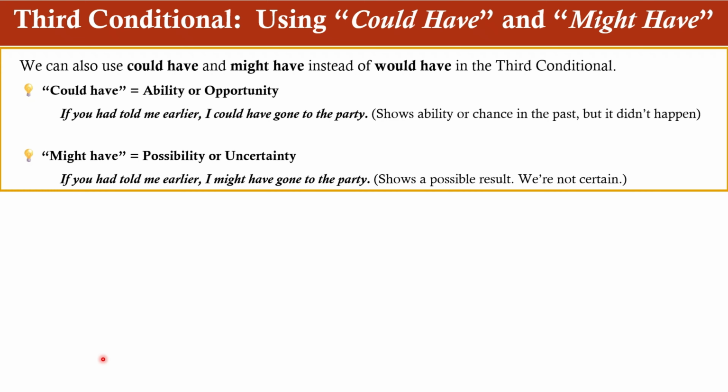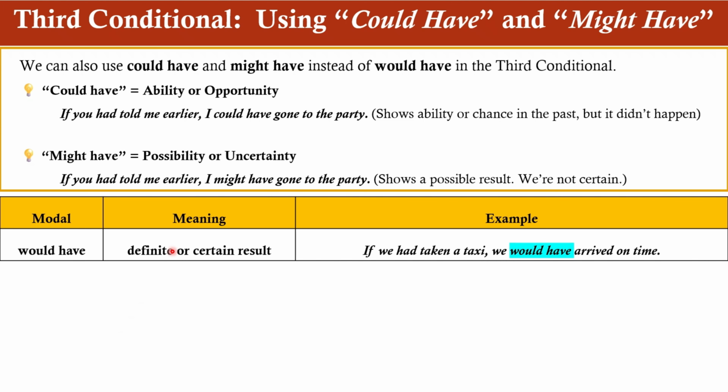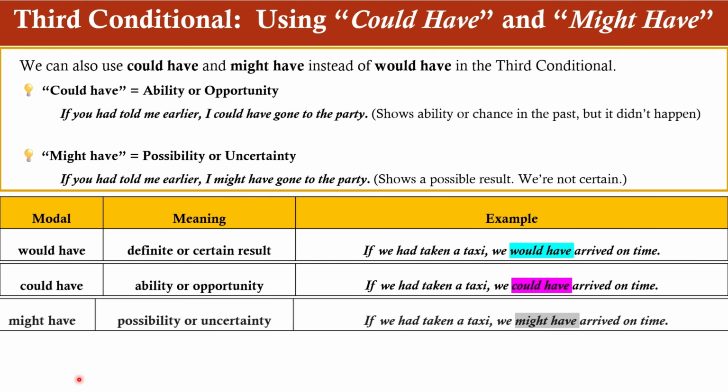Let's look at a quick summary to see the difference more clearly. Would have shows a definite or certain result. The action definitely would have happened in that imagined past. Could have shows ability or opportunity. Something you were able or had the chance to do but didn't. Might have shows possibility or uncertainty about what could have happened in the past. A result that was possible but not guaranteed.